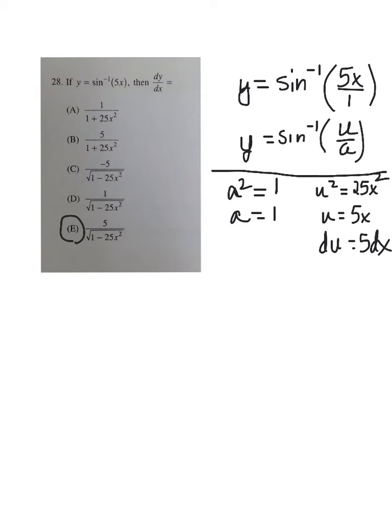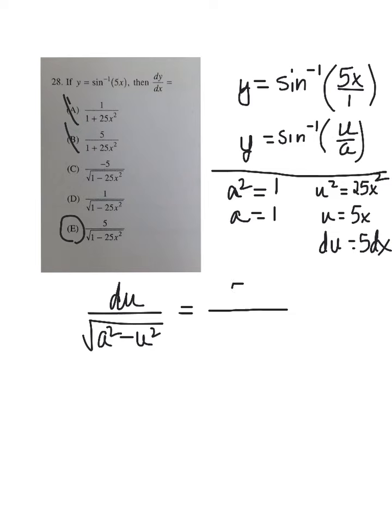Okay, so the rule is that we had du over the square root of a squared minus u squared. So I'm trying to make everything that I have over here match these answer choices. So I should know that it's not going to be choice A or B because those are tan inverses, right? Because there's no radical and there's a plus sign in the denominator. Okay, all right, so my du I know is 5, so that's going up here, and then my a squared is 1 minus my u squared, which is 25x squared.